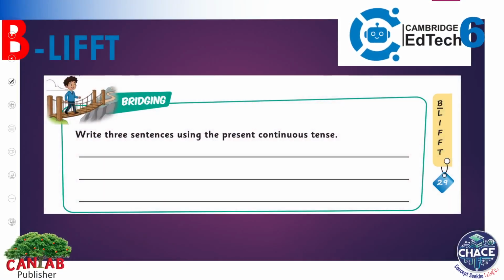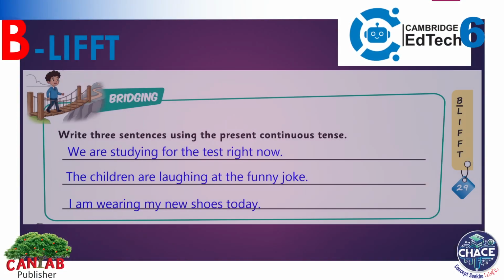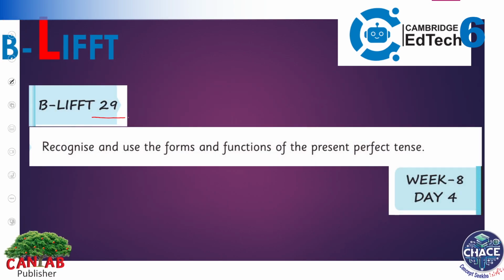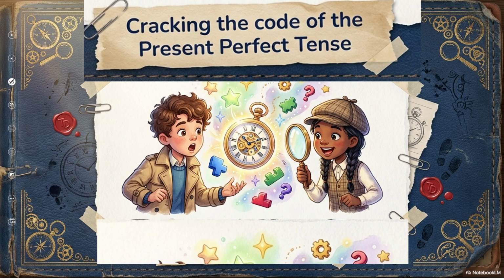Here's the bridging and here is the answer of that bridging. I hope you have solved it. We have belief number 29 in which we have to learn about, recognize and use the present forms and functions of the present perfect tense.